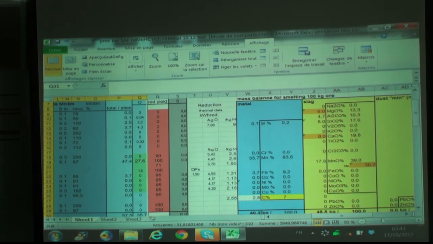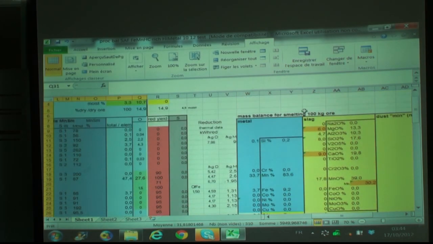How about this red yield cell? This is what I'm going to explain now. We are departing from the analysis here. You see all elements and the oxygen associated with each. And what we want to calculate is the mass balance of melting 100 kilo ore. That is, we want to know, when starting with 100 kilo ore, how much metal we are going to obtain and how much slag we obtain.